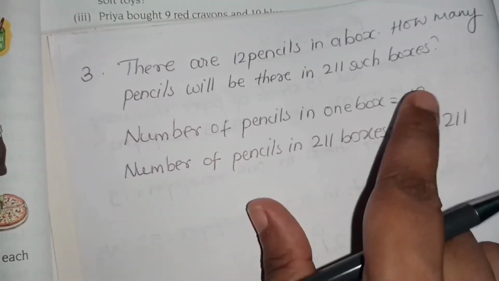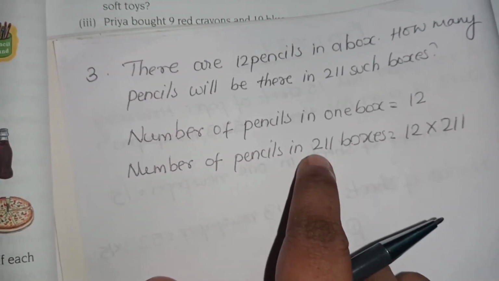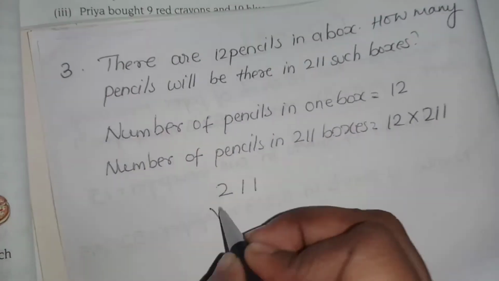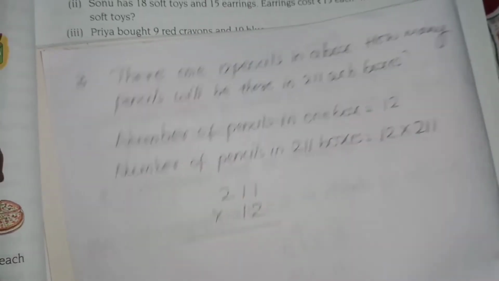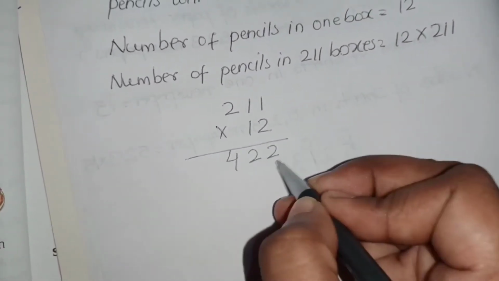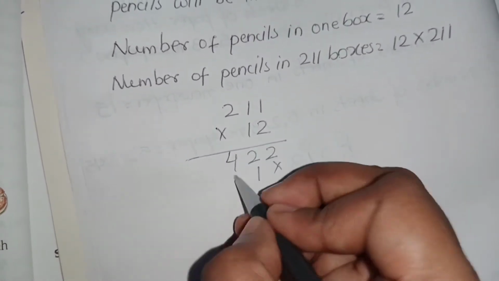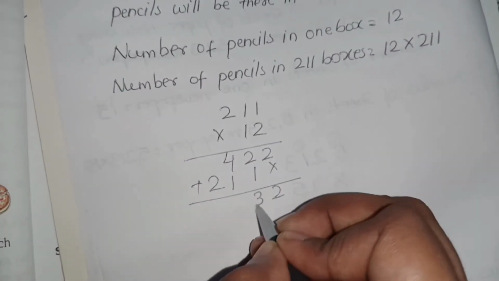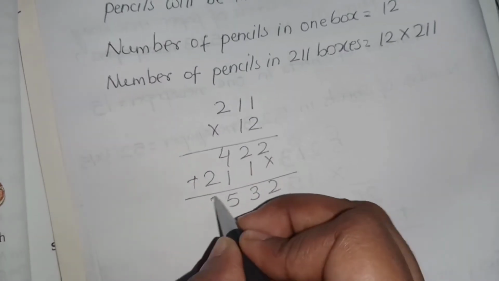I have already said, in one it is given 12, so in 211 what you have to do? We have to multiply. So now let's multiply. 2 1s are 2, 2 1s are 2, 2 2s are 4, 1 1 is 1, 1 1 is 1, 1 2 is 2. Now add: 2, 2 plus 1 is 3, 4 plus 1 is 5, 2.